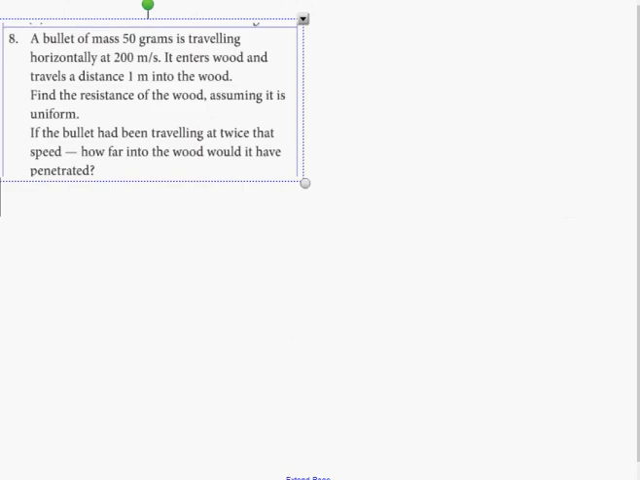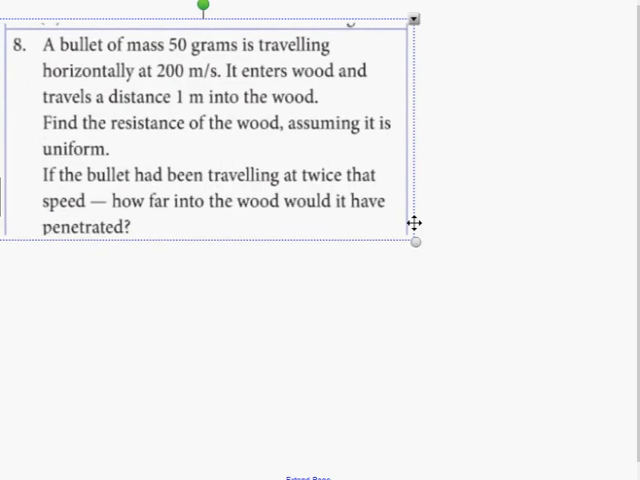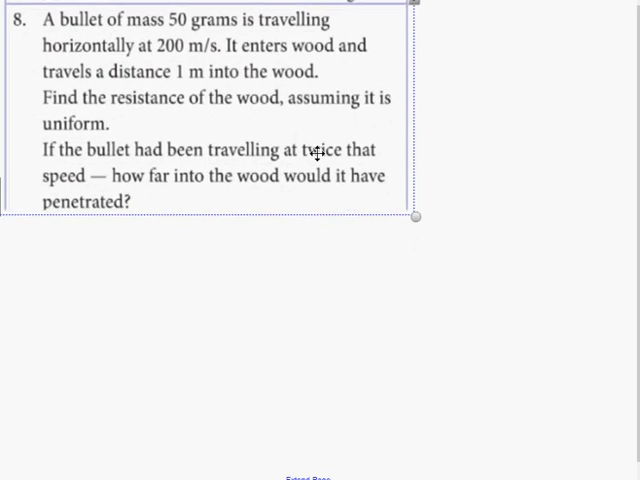Starting to get a bit harder now, okay? Similar question, but it's giving us different parts of it this time. It's not giving us the same lead in. So, first of all, a bullet of 0.05 kilograms is traveling horizontally at 200 meters per second. Enters the wood and travels a distance of 1 meter into the wood. Find the resistance of the wood, assuming it is uniform.